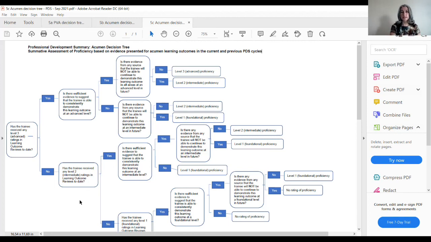The starting point is the evidence that's in the learning outcome reviews, but we also acknowledge that the evaluator and the assessor needs to draw on all of the information at their disposal in coming to the summative rating of proficiency, and that what has been presented in the learning outcome reviews might not paint the full picture.